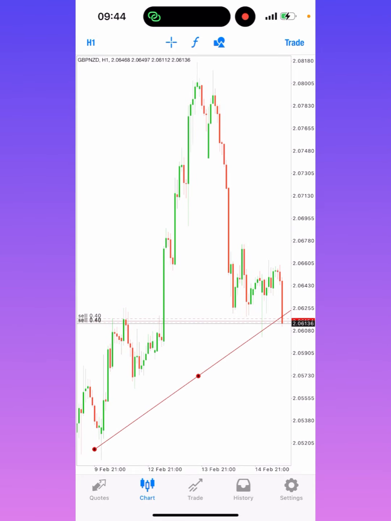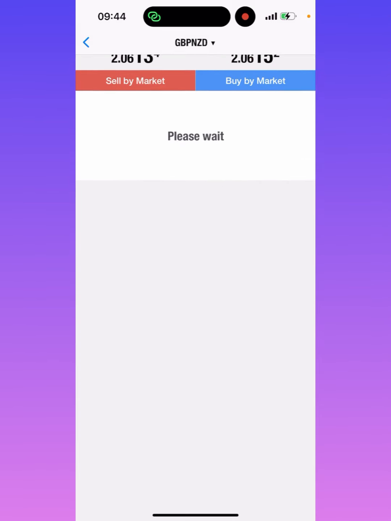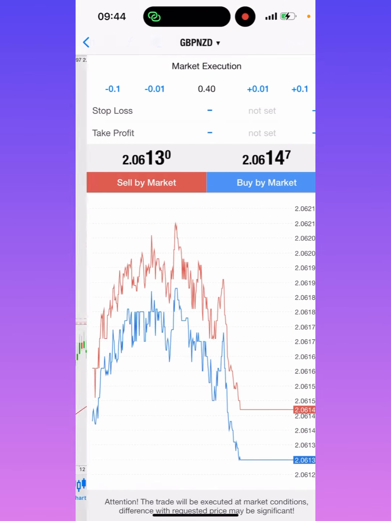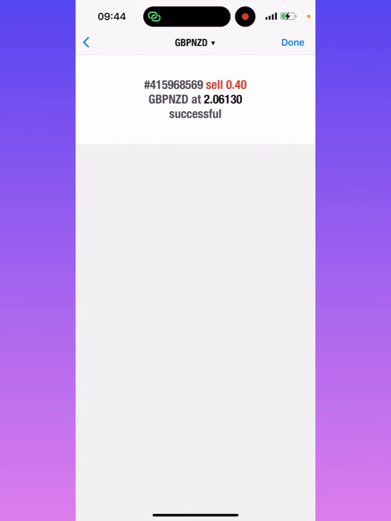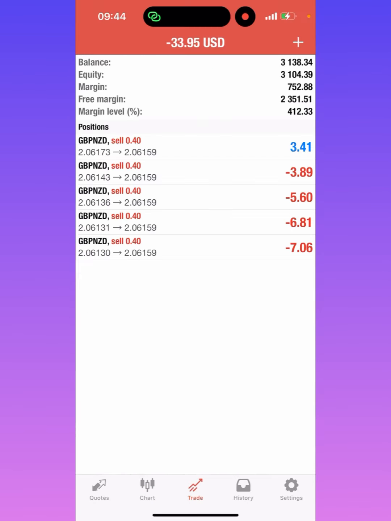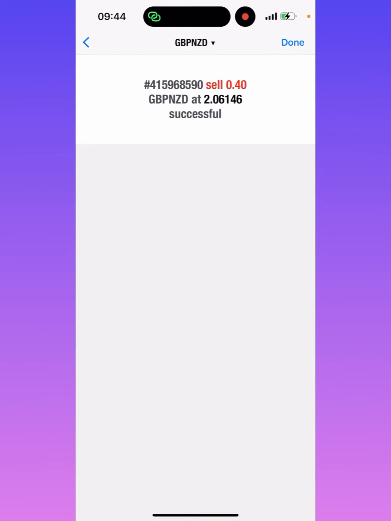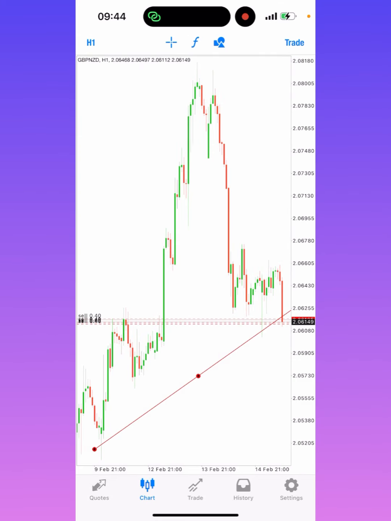So I'm taking this trade, guys. You know how we do. I'm taking this trade. Yes, sir. I'm taking these trades. Feel what I'm saying? So I'm gonna find somewhere to put my stop loss. I say, you know how we do.